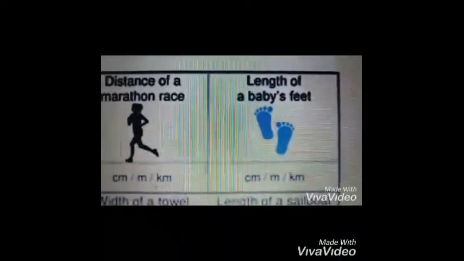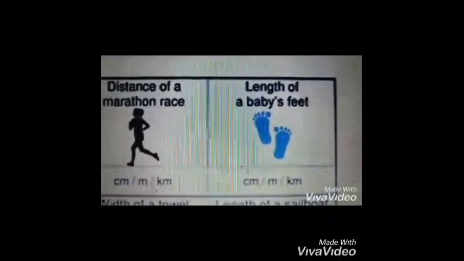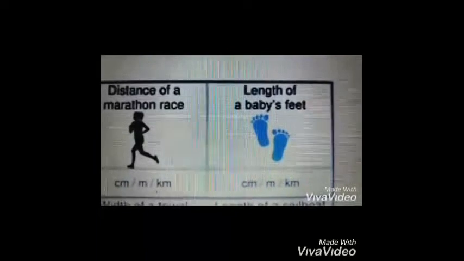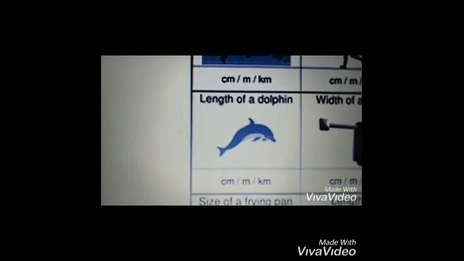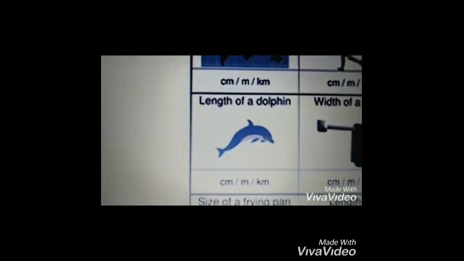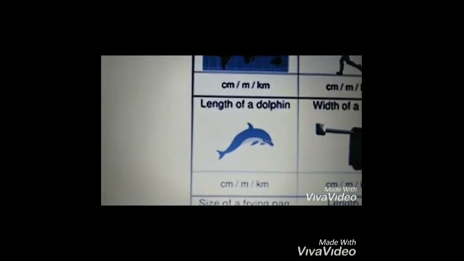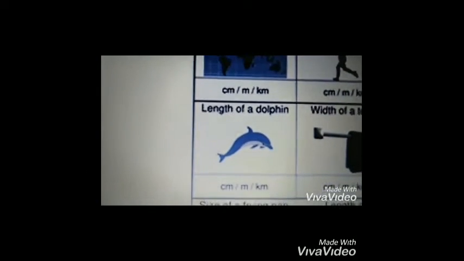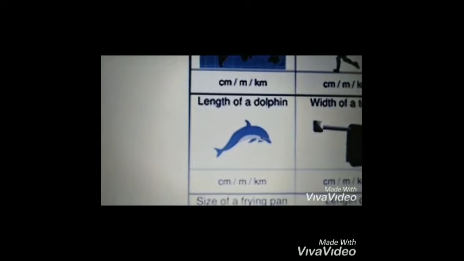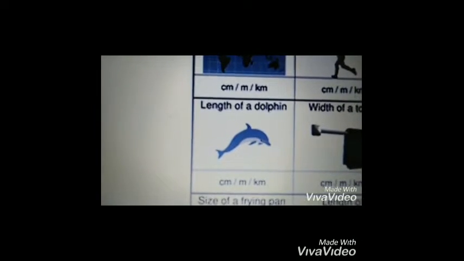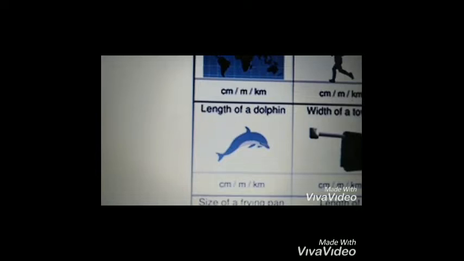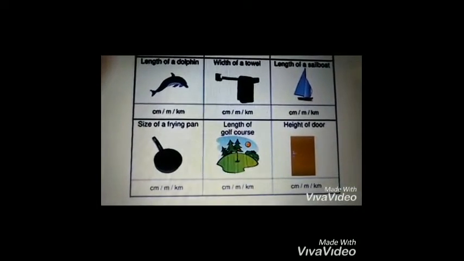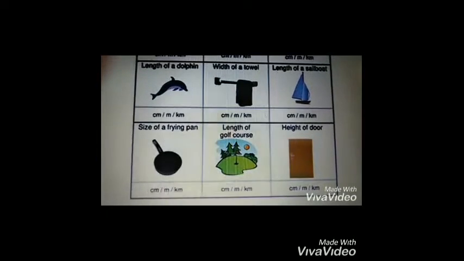To measure the length of a baby's feet, the meter and the kilometer units are very big, so we have to use the centimeter unit. Dolphin is a long animal, but not as long as the distance between two roads. So we can't use the kilometer to measure its length. And it's not that short to use the centimeter unit to measure its length. So we use the meter. Now take a look at the other pictures and try to find the proper unit for each of them.